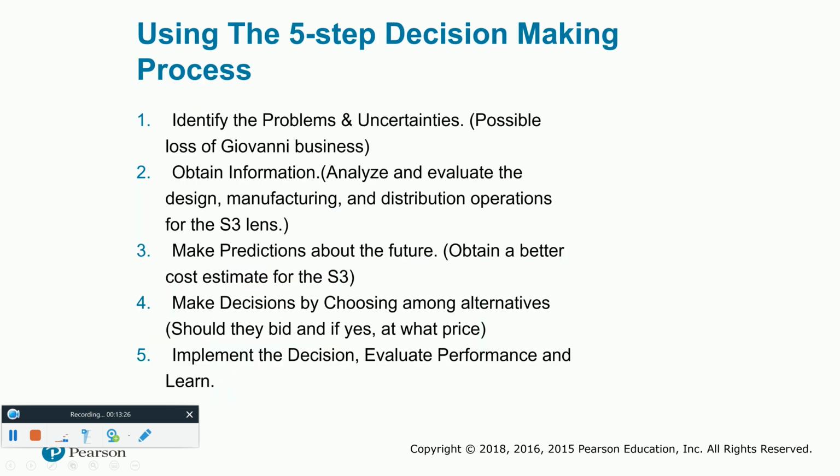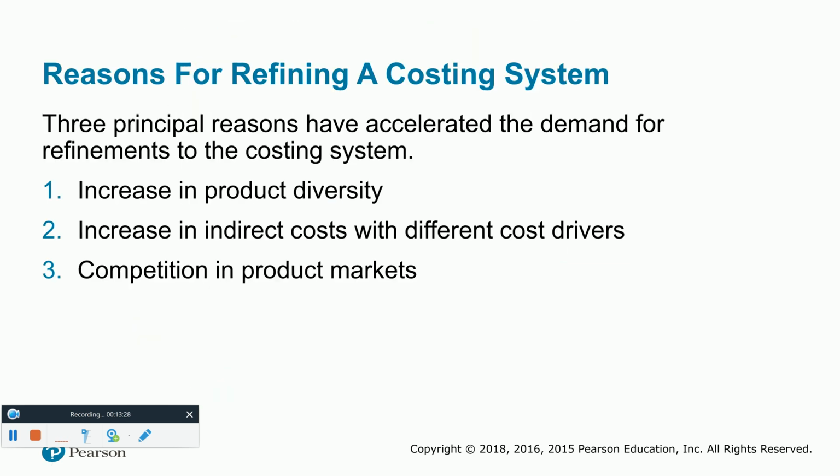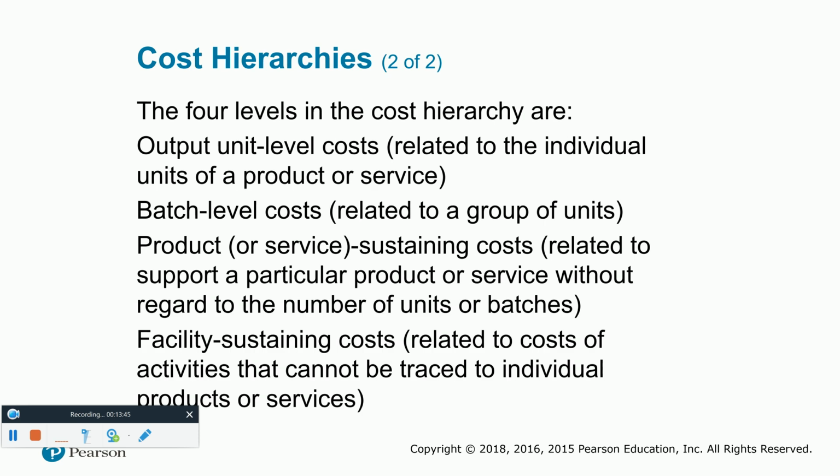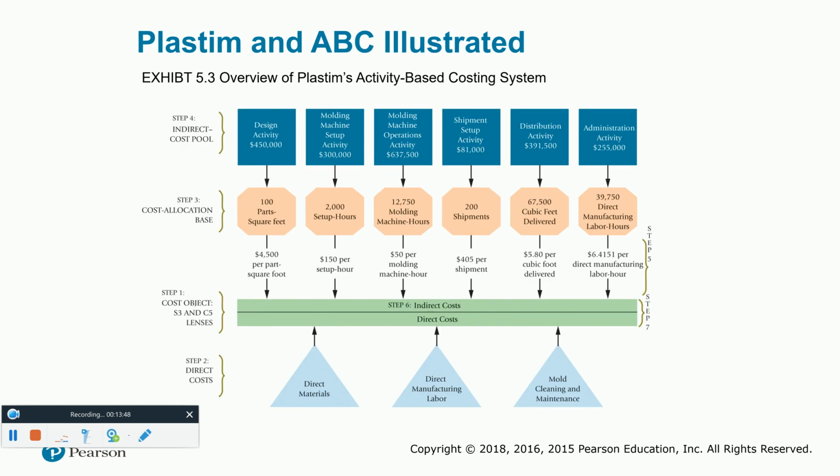Now what we're going to do is we're going to say, all right, you know what we're going to do? We're going to actually break down our indirect costs a little bit further, and we're going to use what's known as an activity-based costing system. All right, so what we're going to do, first, let me show you. Okay, so we're going to break down our indirect costs as best as we can.